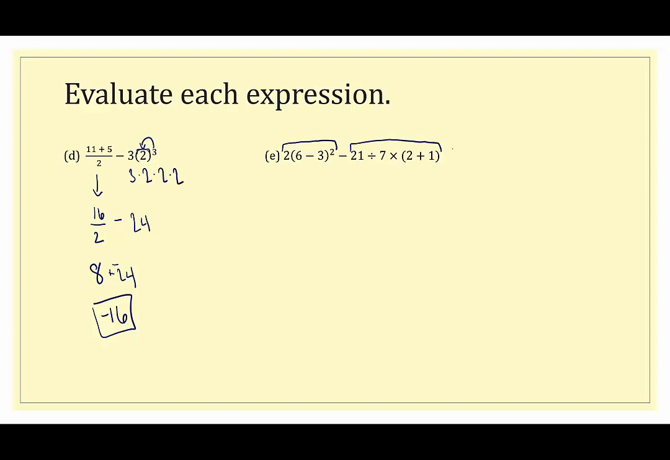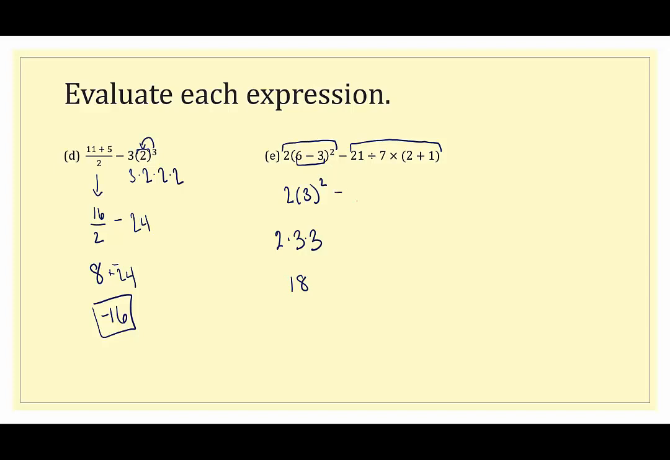Looking at the first term, whoops, we have some parentheses, and there's something to do inside of them. 6 minus 3 is the very first thing we do. 6 minus 3 is 3. So now I have 2 times 3 squared. And then I'll just clean this one up, and then I'll deal with that second term. Now I have multiplication and exponents. We're going to do the exponents first. This square belongs to the 3, so that's 2 times 3 times 3. 3 times 3 is 9, times 2 is 18.